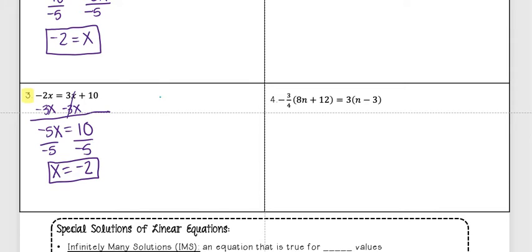I want to go ahead and show you what would have happened if you moved the other one. Because if you move the other one, it's fine. So let's say I moved my negative 2x. I want to add 2x to both sides.